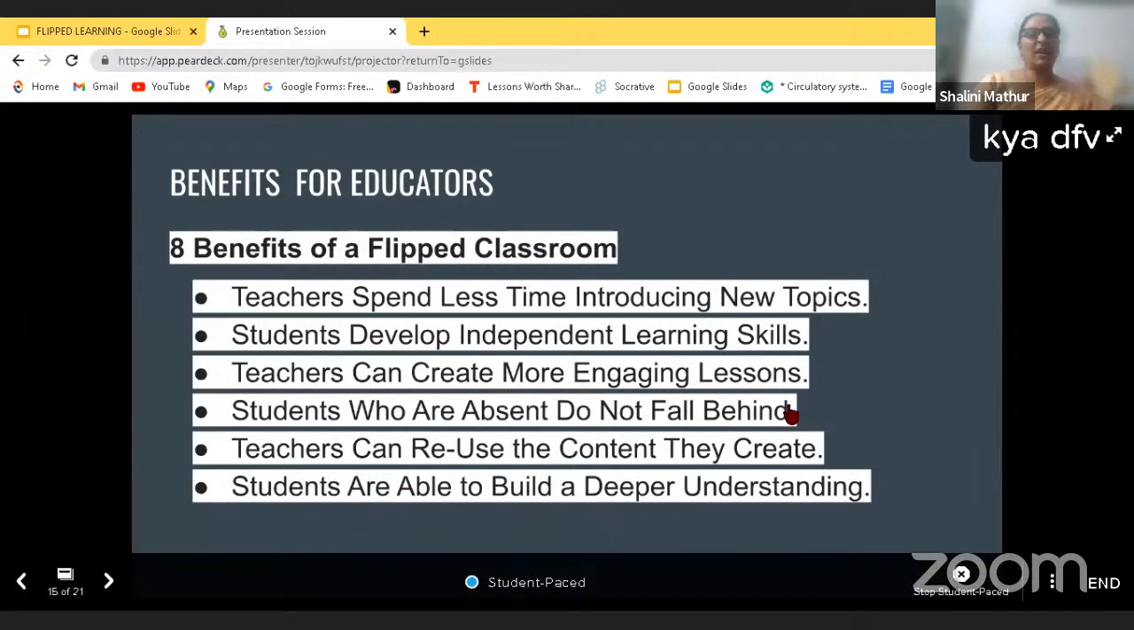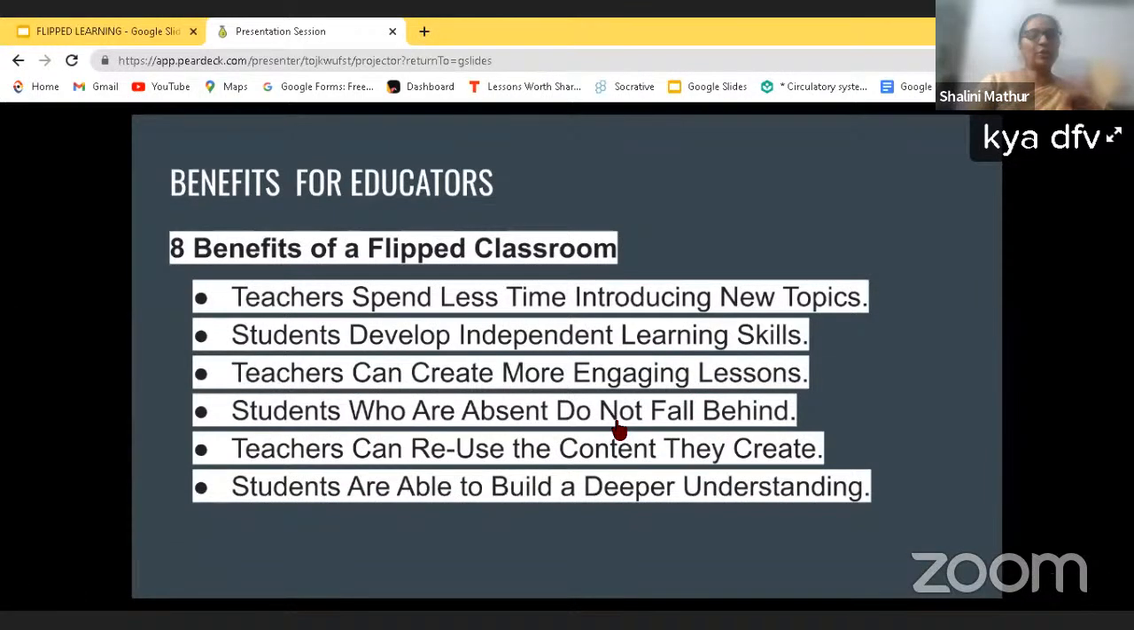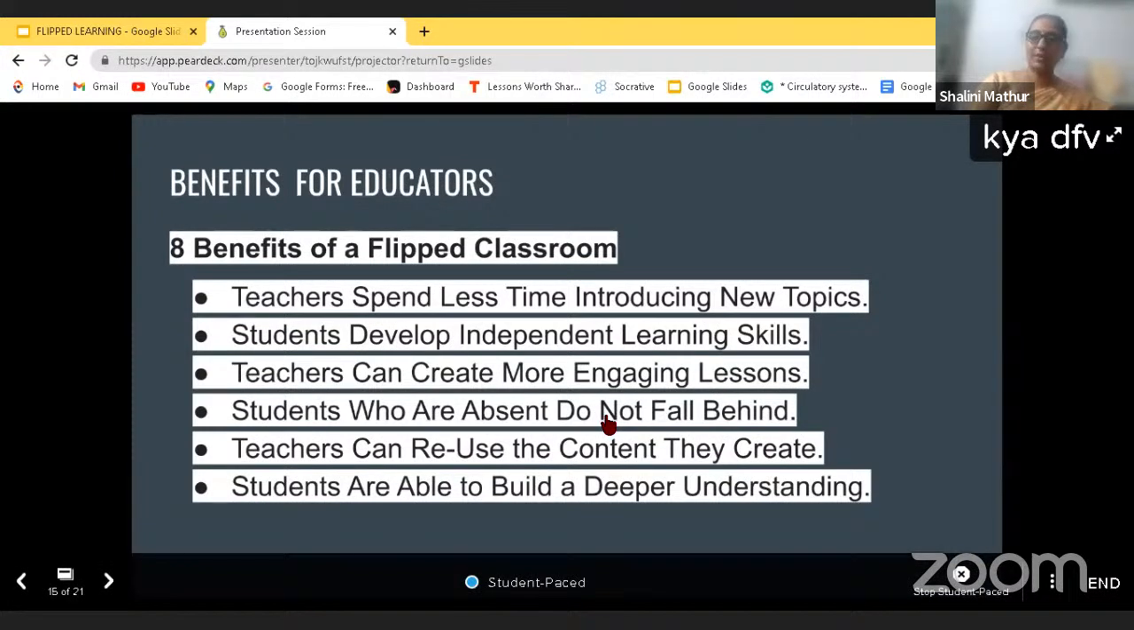I have done it in the classroom, but the students are absent for so many days. Then how are they going to cover it? The parents call, and there is so much chaos because of all these things. When you are already posting that, you are blending flipped learning and traditional learning, then there is no fear for the absent students.